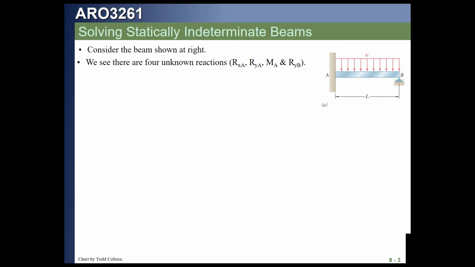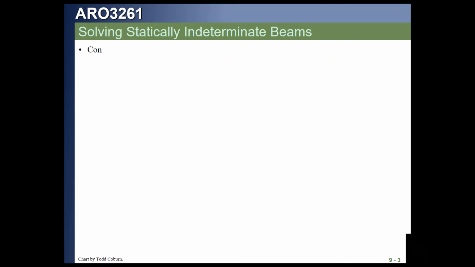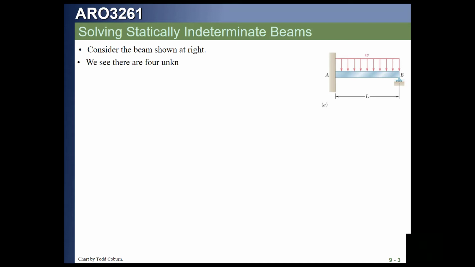Starting over again with this slide. Let's consider for a moment the beam at right. We can see we have a constraint, a wall constraint on the left end and a roller constraint on the right. We see this as a typical constant distributed loading. And if we look at this, we can see we have 4 unknown reactions. We're going to have a vertical unknown force at A and a vertical unknown force at B. We're going to have a horizontal unknown force at A and a moment in the Z direction at A.